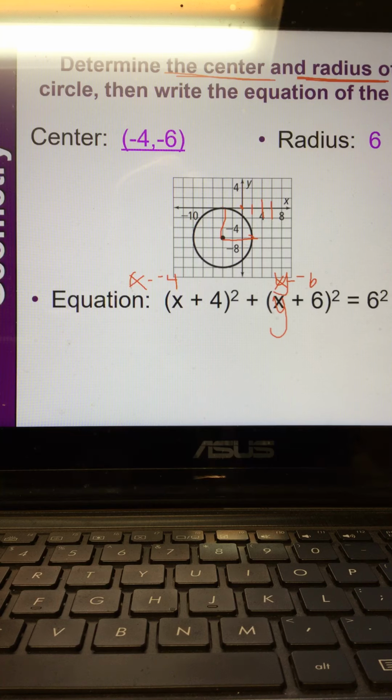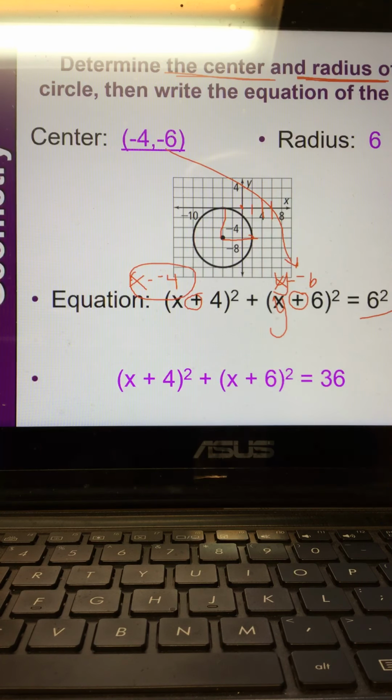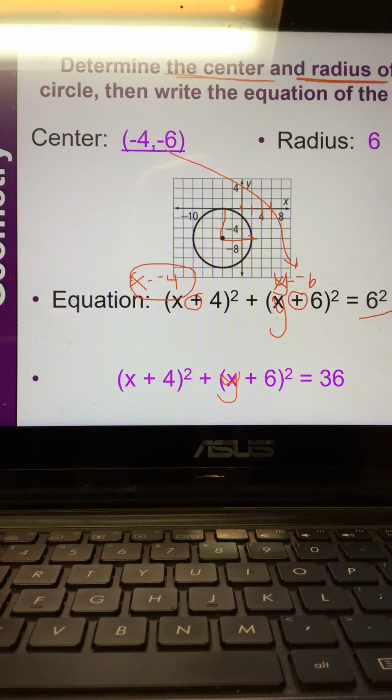So I am substituting x minus a negative 4, so that becomes plus 4. I'm substituting minus a negative 6, so that becomes plus 6. And then I have 6 being squared. And let's correct my mistake right here. That should be y right there. So x plus 4 squared, because subtracting a negative becomes plus 4. Y subtracting a negative 6 becomes plus 6. And 6 being squared becomes 36.